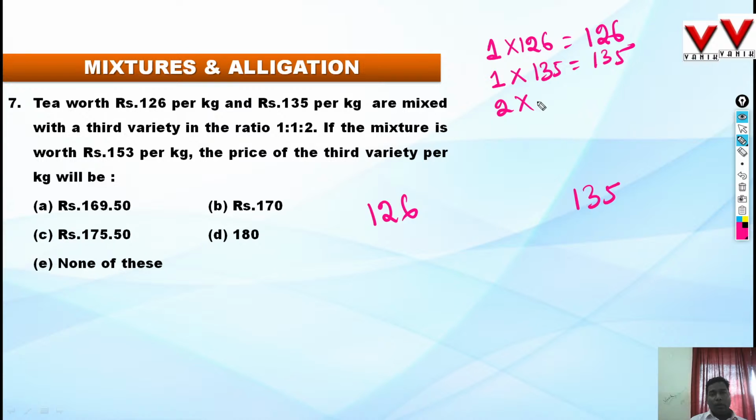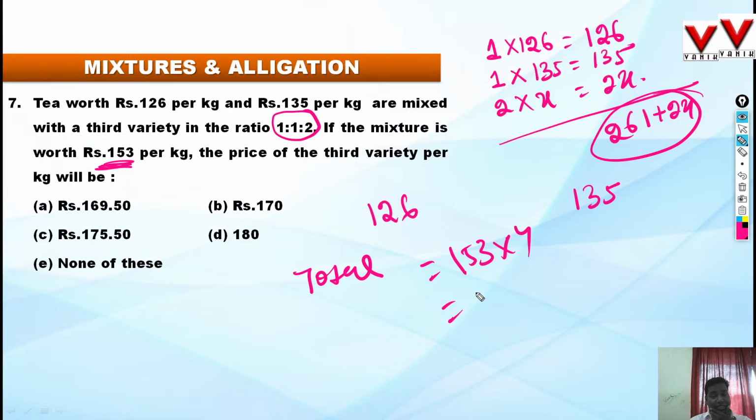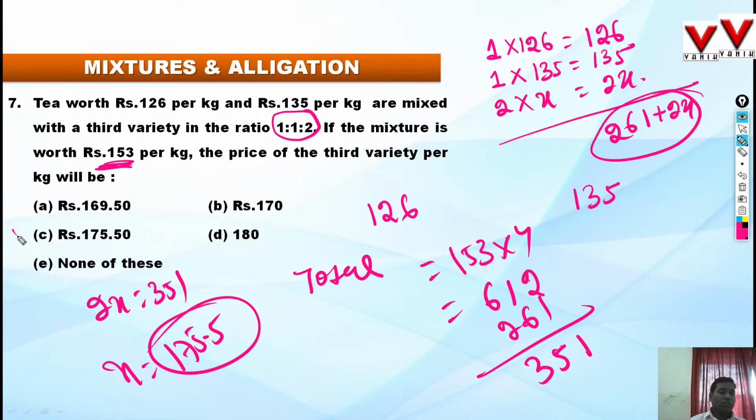But the average per kg is 153 rupees, and the total number of kg is 4. Total price of the 4 kg is 153 into 4, which is 612. And the other value is 261. The difference is 612 minus 261, which is 351. So 2x is equal to 351 rupees. Then x is equal to 175.5 rupees. Option C is our correct answer.